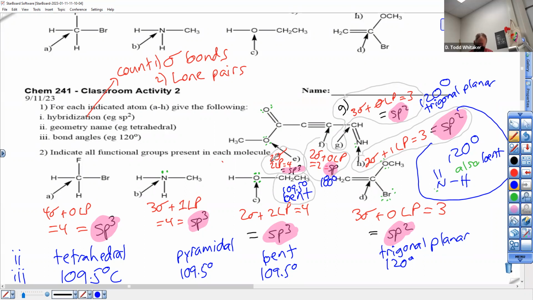And we did F, but we didn't write the name of the geometry for F. That's straight to the left, and this is straight to the right. What do you call it? Linear.